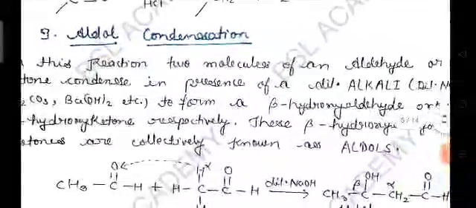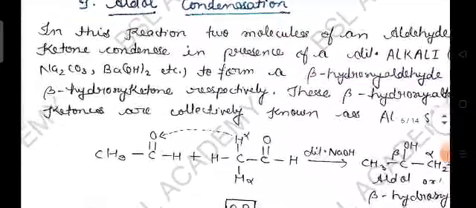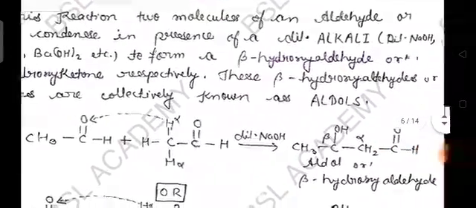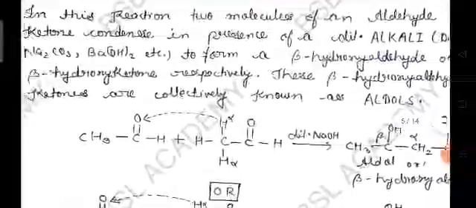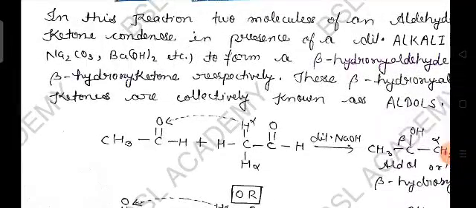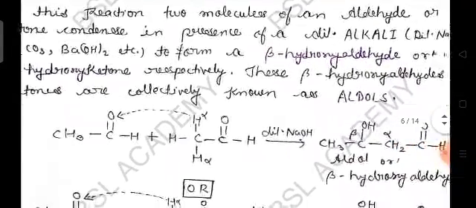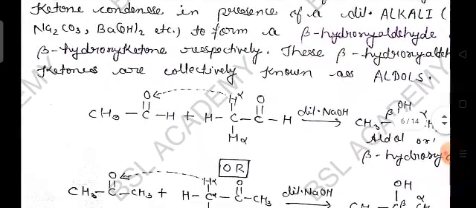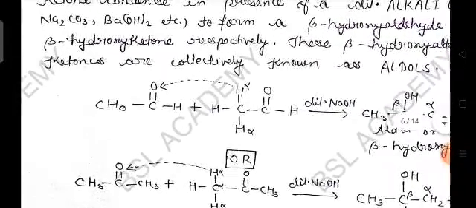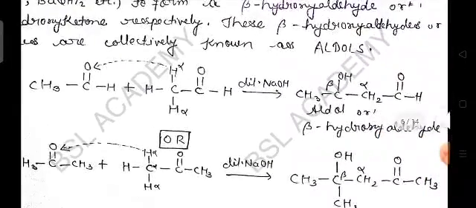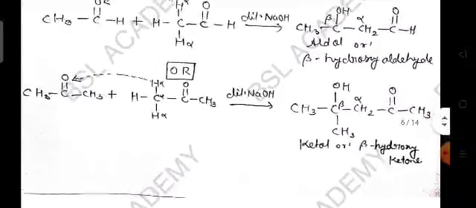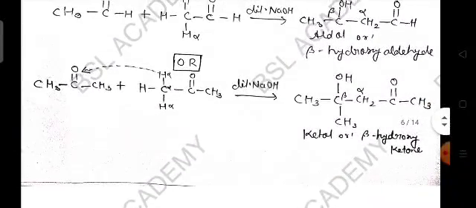In the reaction, two molecules of an aldehyde or ketone condense in presence of a dilute alkali, dilute NaOH or Na2CO3 or Ba(OH)2 alcohol, etc., to form a beta hydroxyaldehyde or beta hydroxy ketone respectively. These beta hydroxyaldehydes or ketones are collectively known as aldols. So this is the reaction for the aldol reaction or aldol condensation reaction.